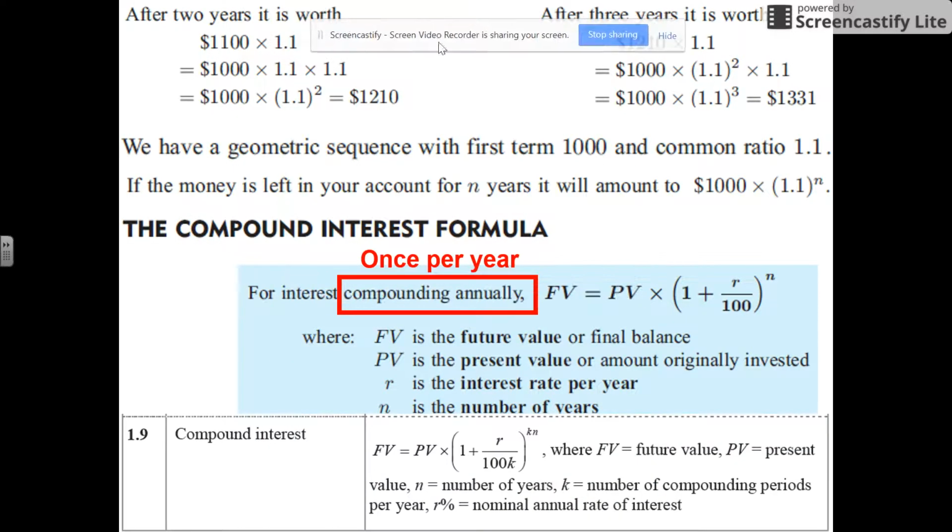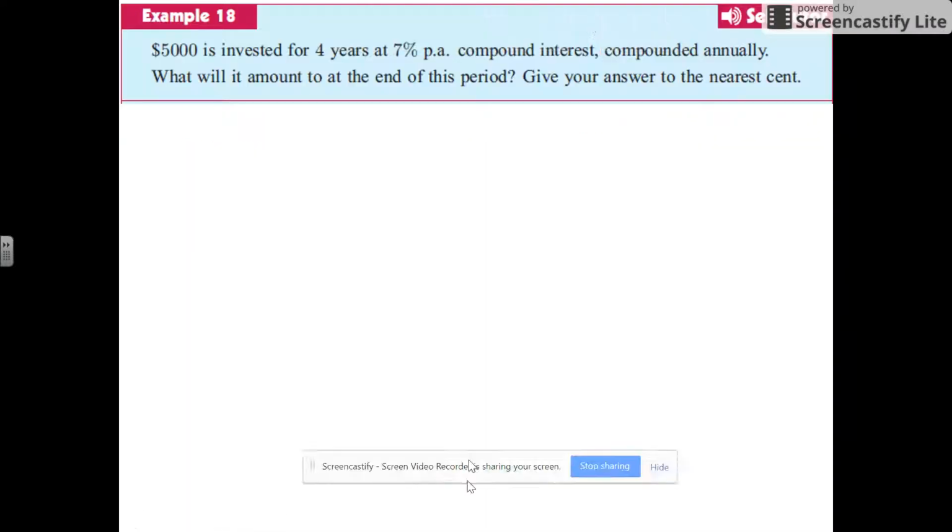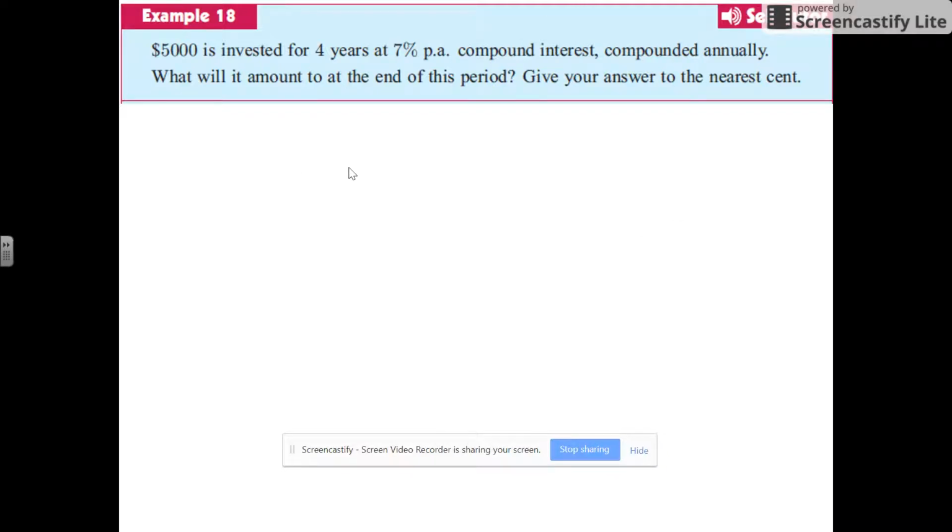Let's move this. You see, though, there's this little k right here. So interest can be compounded more than yearly. We'll do the yearly examples first. They're the fastest ones.